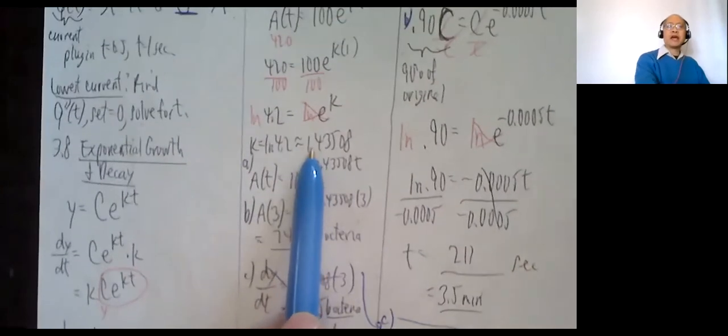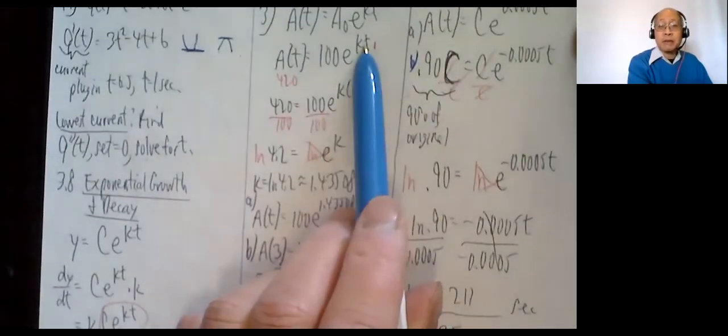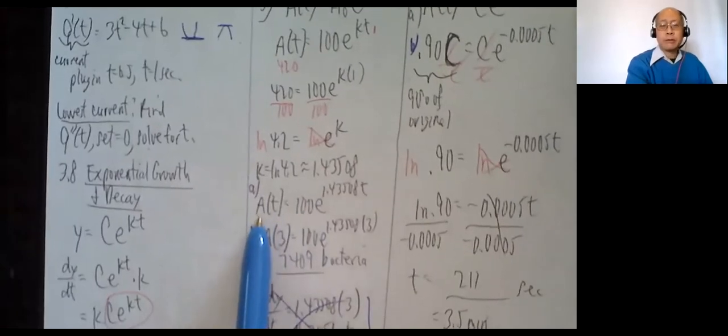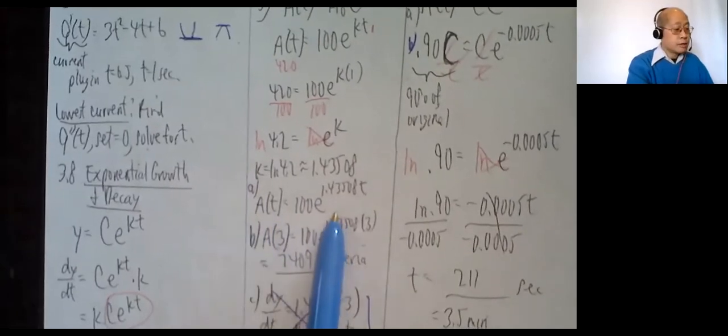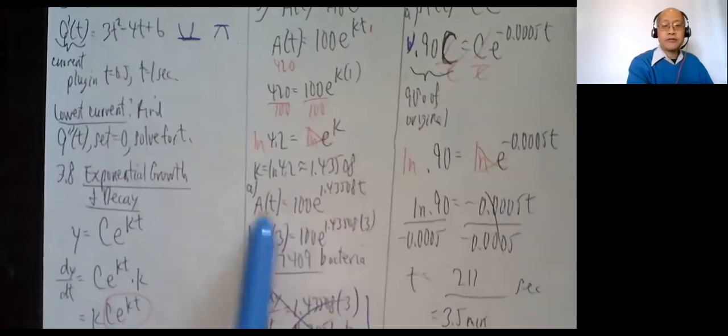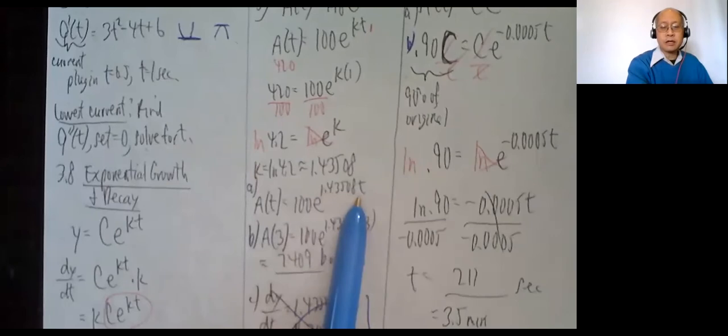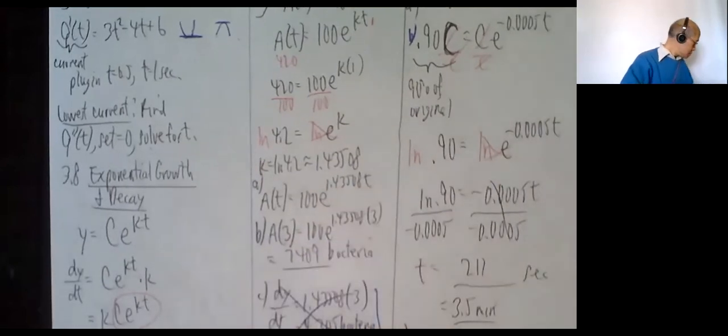All right, so I found the k, put that k back up over here. So here's the answer to part A. Come up with an expression for the way this thing grows. So A of t is 100 e to the 1.43508 t. Okay.